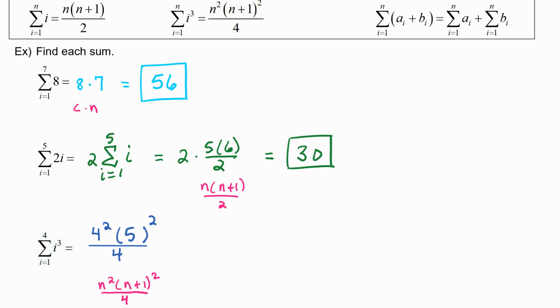Now, it's important for you to understand that this 4 in the denominator of the rule doesn't have anything to do with the 4 being the upper bound. That's just a coincidence. So now we know 5 squared is 25. One of these 4's will cancel. So we just have to do 25 times 4, which is 100.